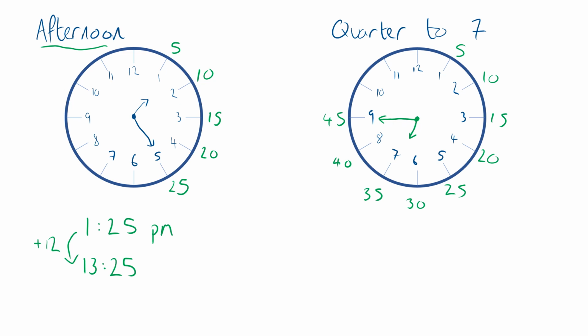The other way of thinking of quarter to and quarter past is just literally to divide that circle for the clock face up into 4 and go, okay, well that's a quarter past, and quarter to is going to be on the other side. Okay, so that's another way of thinking of it.